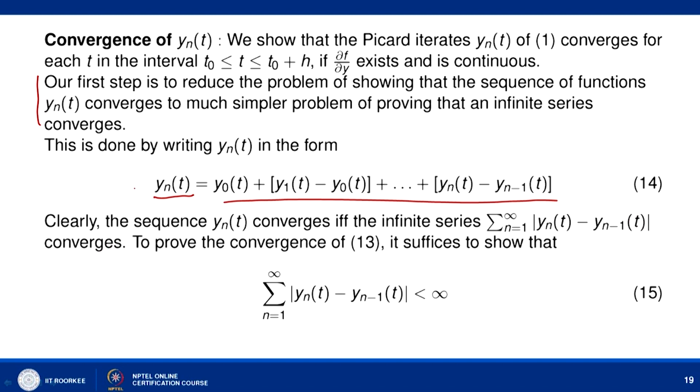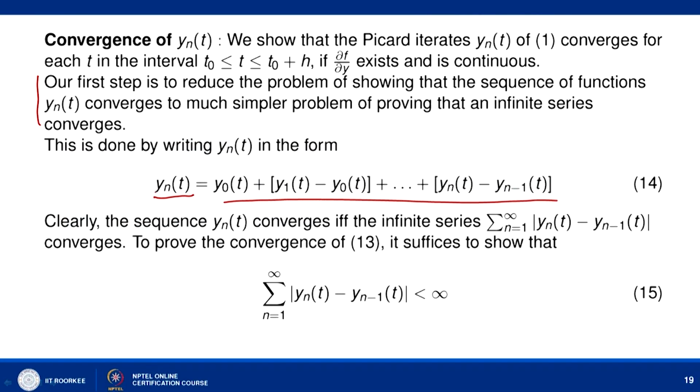In fact, if you look at this, what does it mean? The limit as n tends to infinity of yn(t) is going to be the limit of y0(t) plus the summation n equal to 1 to infinity of yn(t) minus yn-1(t). So it means that the limit exists provided this series is convergent. To prove the convergence of this yn(t), it suffices to show that the summation n equal to 1 to infinity of modulus of yn(t) minus yn-1(t) is less than infinity. So, we need to show the convergence of this infinite series.